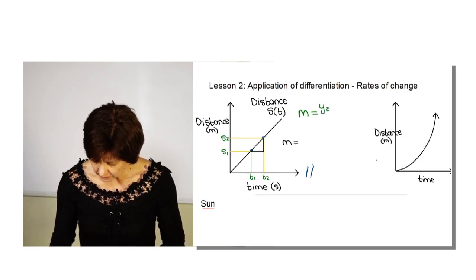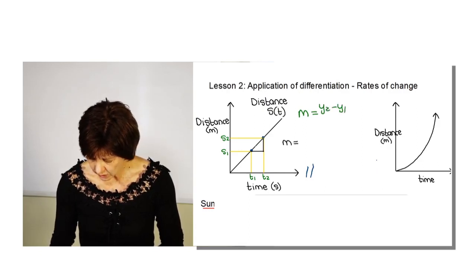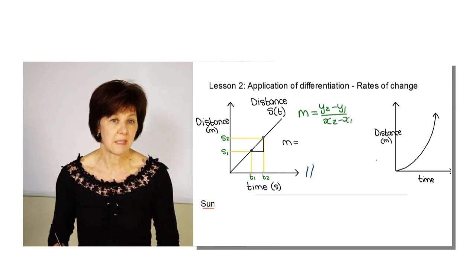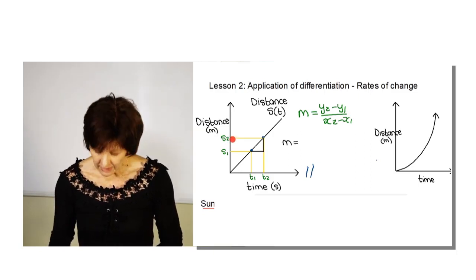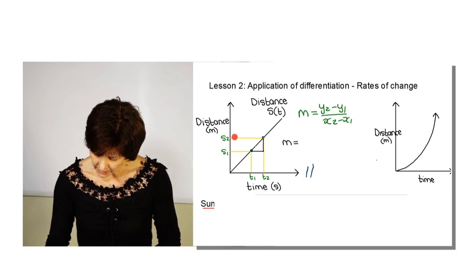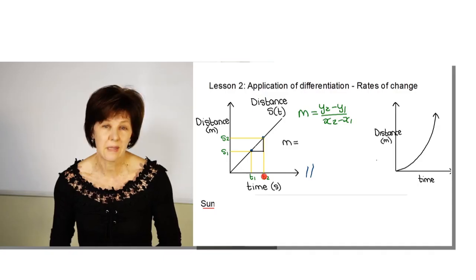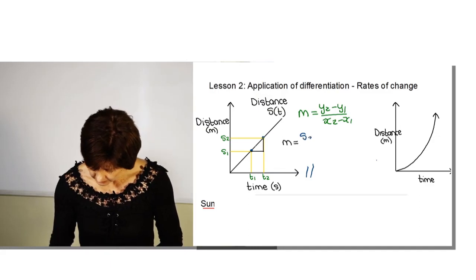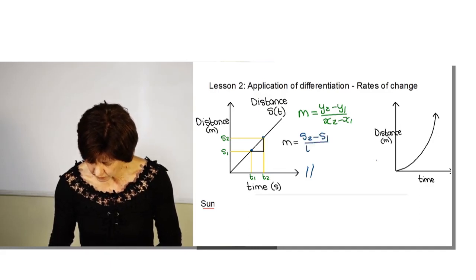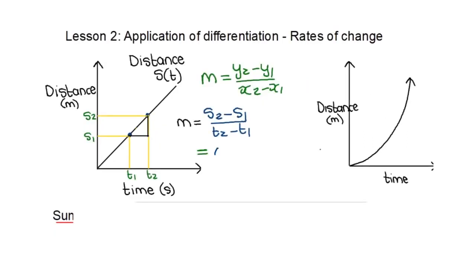Remember, the gradient between 2 points is y2 minus y1 over x2 minus x1. If I apply that same formula to what we have here, the y2 will be a distance 2 minus the first distance, and the x values will be a time minus a time. So in other words, the gradient will be s2 minus s1 over t2 minus t1. So what I'll get is the difference in distance over the difference in time.